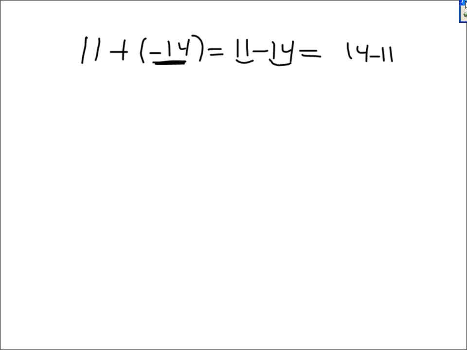We have 11 plus a negative 14. Well, that's not 14. So it's not 11 plus 14, so it must be 11 minus 14. But this number is bigger than 11, so we read it backwards. 14 minus 11, why, that's 3. Negative 3.